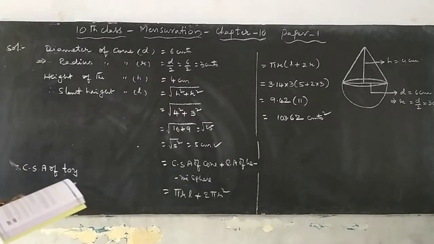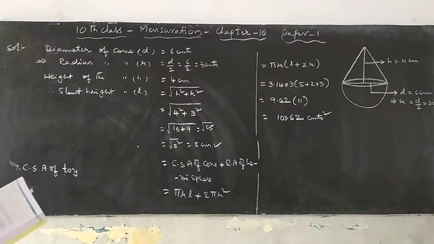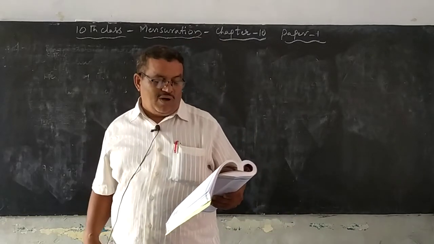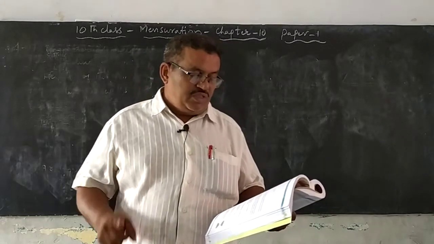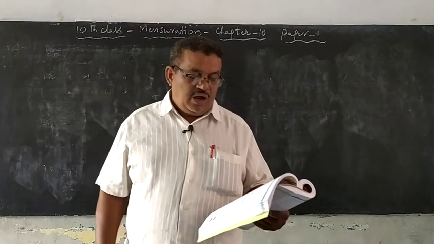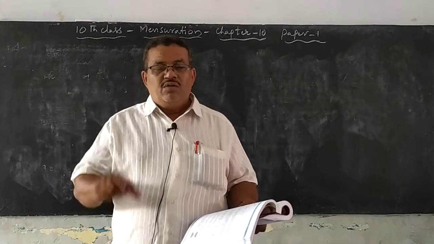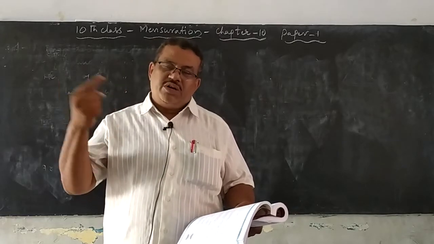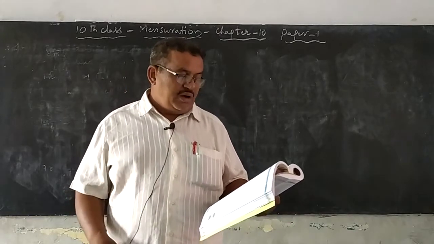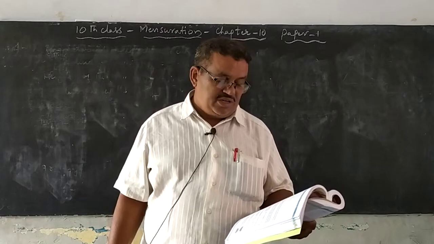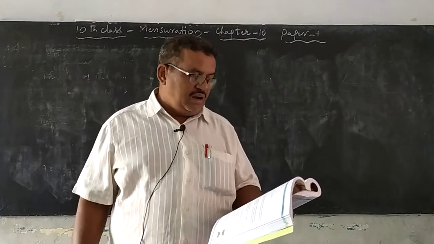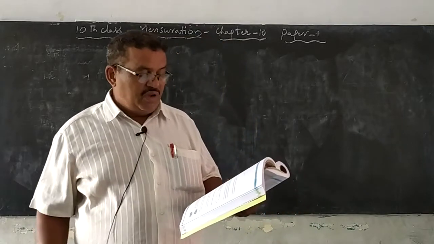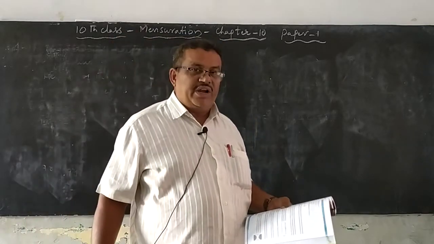Afterwards we will go through the second problem. Now in the second problem, a solid in the form of a right circular cylinder with a hemisphere at one end and a cone at the other end. The radius of the common base is 8 centimeter and the height of the cylindrical and conical portions are 10 centimeter and 6 centimeter respectively. Find the total surface area of the solid.